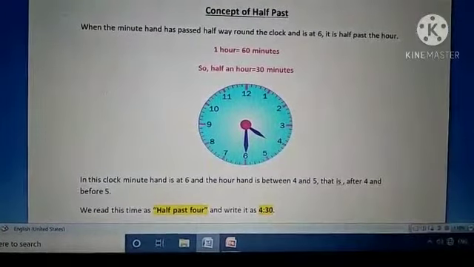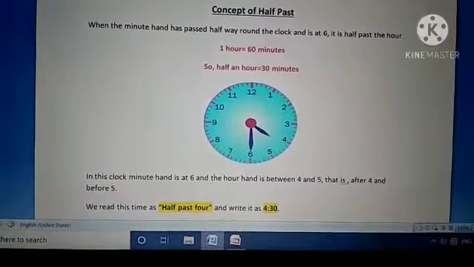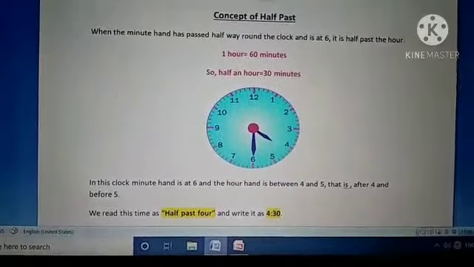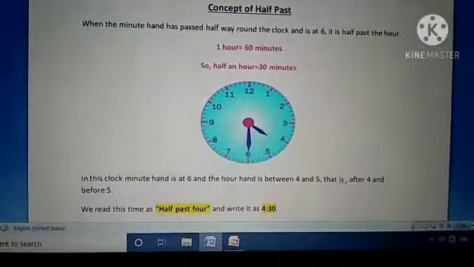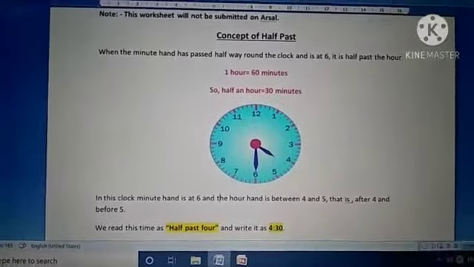So it can be written as 4:30. I hope you can understand my concept. So half an hour means 30 minutes. Let's see another example.